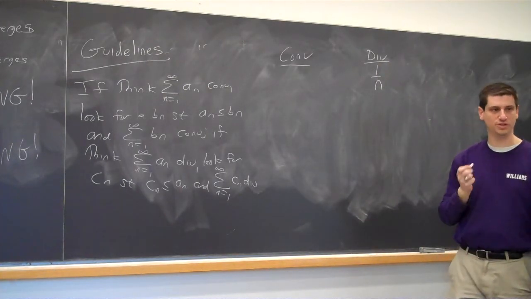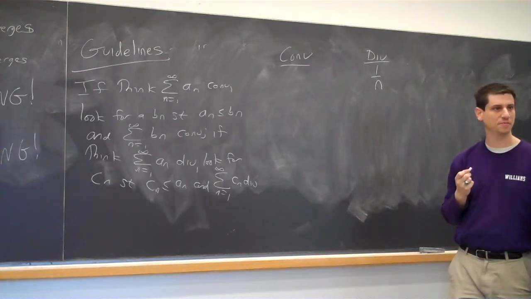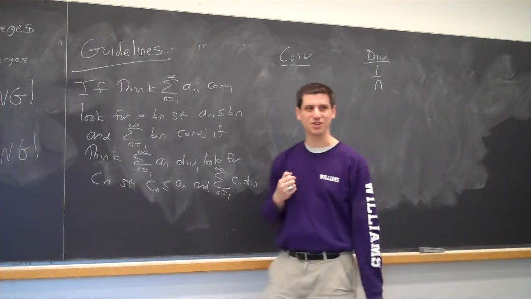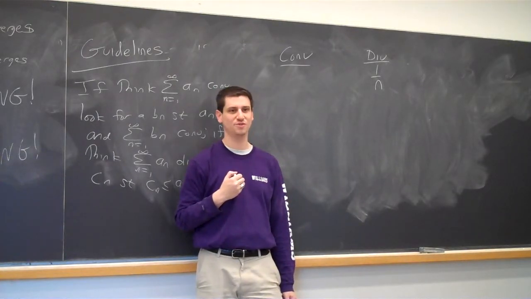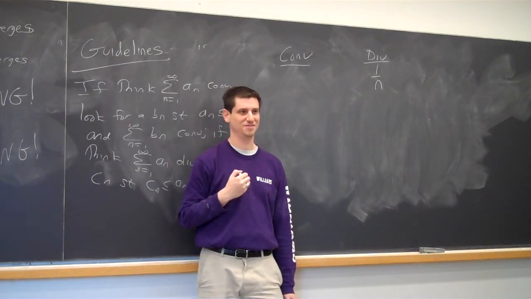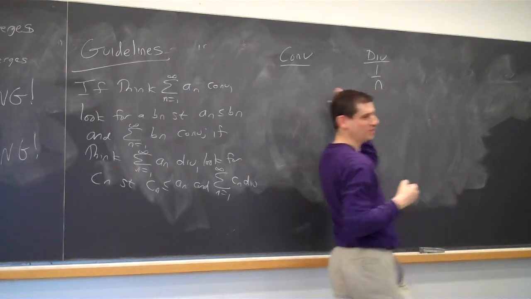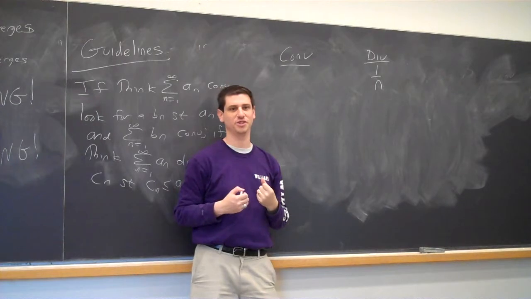1 over n squared was suggested. What is the sum of 1 over n squared? Who remembers? Pi squared over 6. Can you prove it? Can you prove the sum of 1 over n squared converges? Do you trust me? If you really trust me, you can put 1 over n squared over here, but we have not proven that yet, so I would not put 1 over n squared down yet.